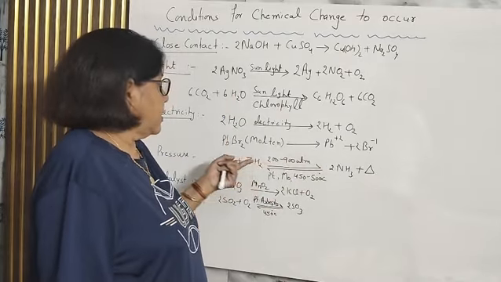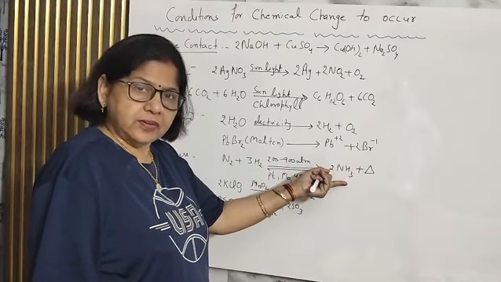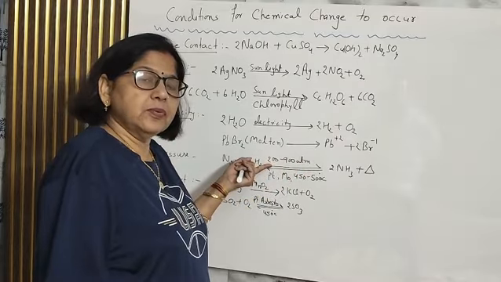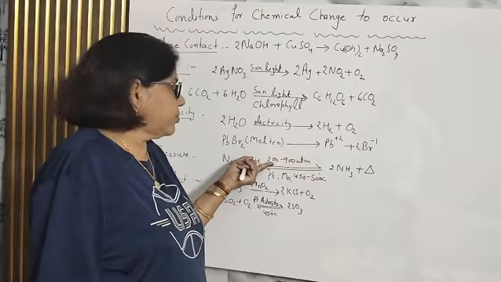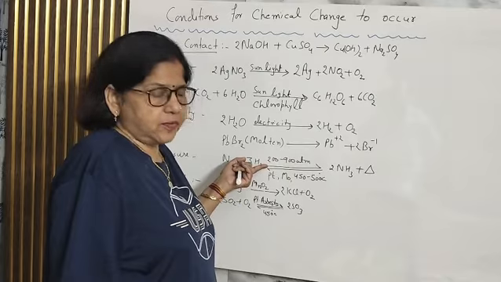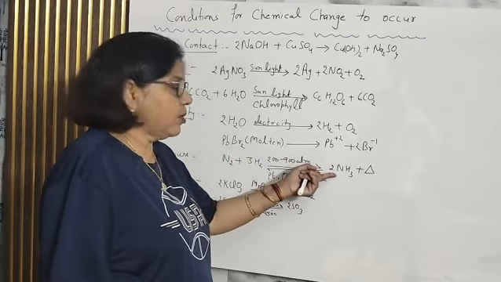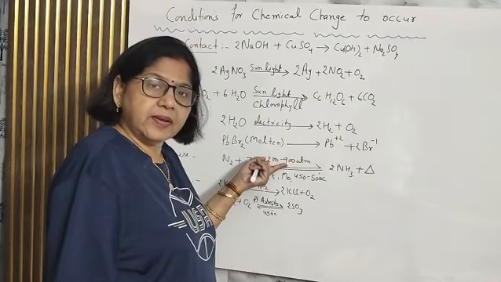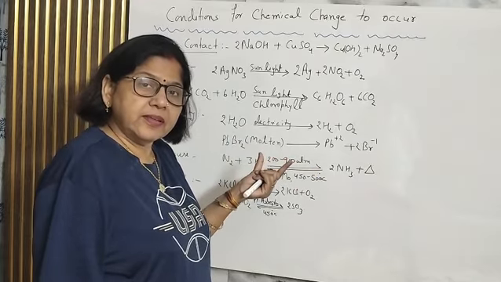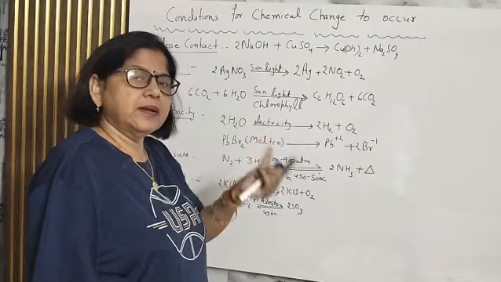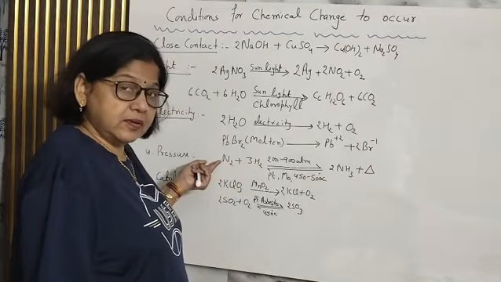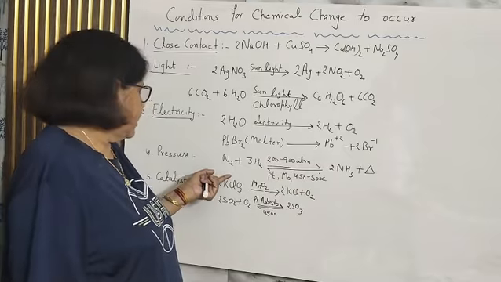For example, in Haber's process, for the manufacture of ammonia gas, we need to have many conditions, but right now I am discussing only the pressure. The pressure should be between 200 to 900 atmospheres. If the pressure is less than 200, the reaction will not proceed in the forward direction, meaning the product will not be formed. If it is more than 900, then it may explode. So what are the optimum conditions? Pressure should remain between 200 to 900 atmospheres. Right, so this is the importance of pressure for a reaction to take place.